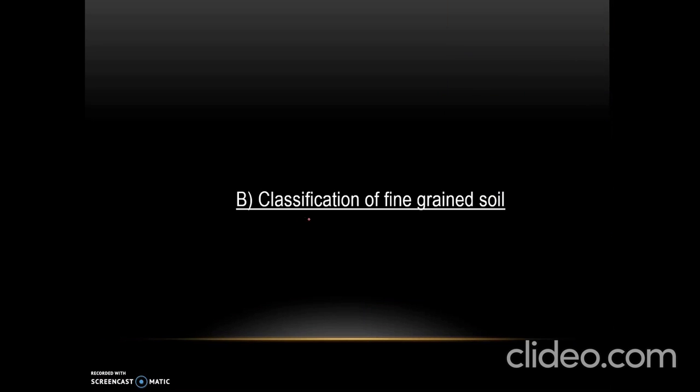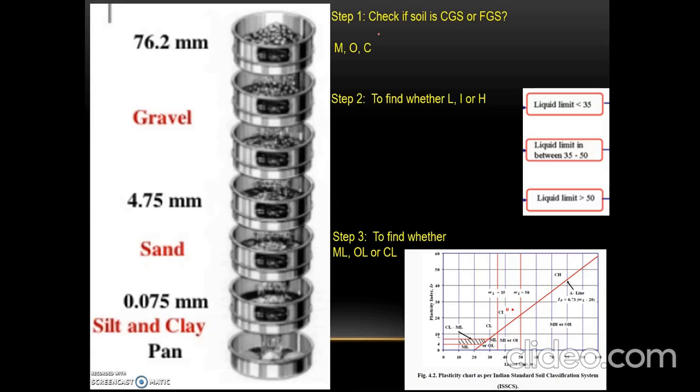Next, we will find out how to classify fine-grained soil. To begin with classification of the soil, we need to check whether the soil is coarse-grained or fine-grained. So, to classify the soil into coarse-grained or fine-grained, we will have to check how much percentage of the soil is retained on the 0.075 mm sieve. If more than 50% of the soil is retained on the 0.075 mm sieve, then it is coarse-grained soil, and if more than 50% of the soil passes through the 0.075 mm sieve, then it is classified as fine-grained soil.